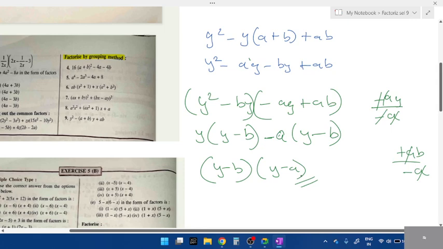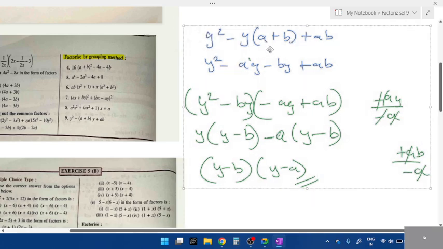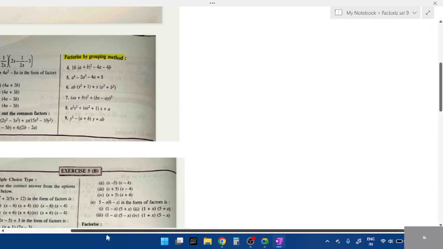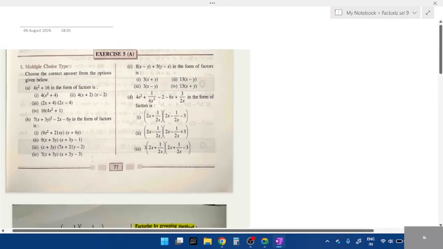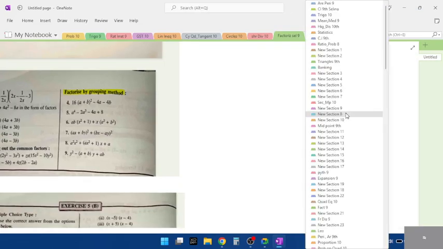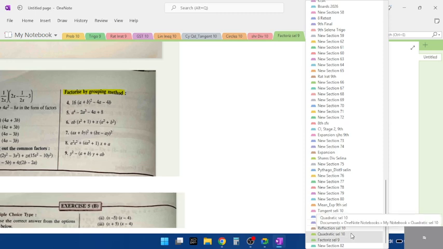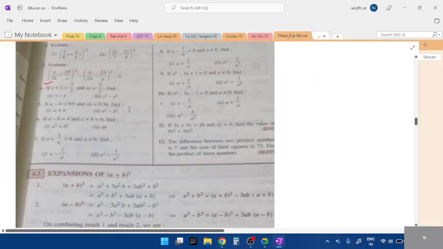Completed? Okay. Second exercise will start on Monday, 5B. Now we'll do some revision. Okay. Have we done till here? Okay. We'll do some revision now. 5B will start Monday. Revision is, before this, which chapter had we done? Expansion, right? Expansion.